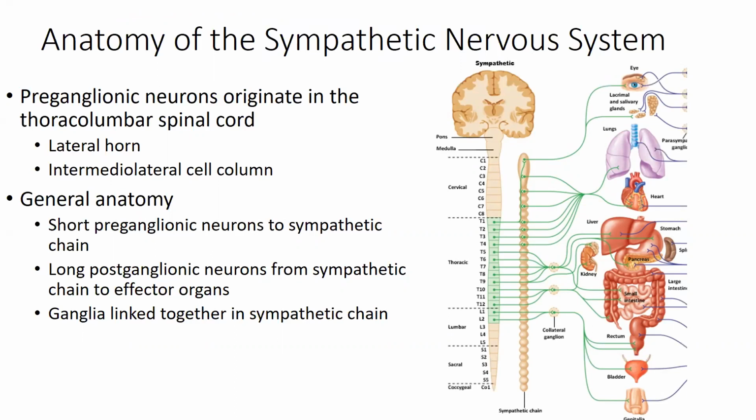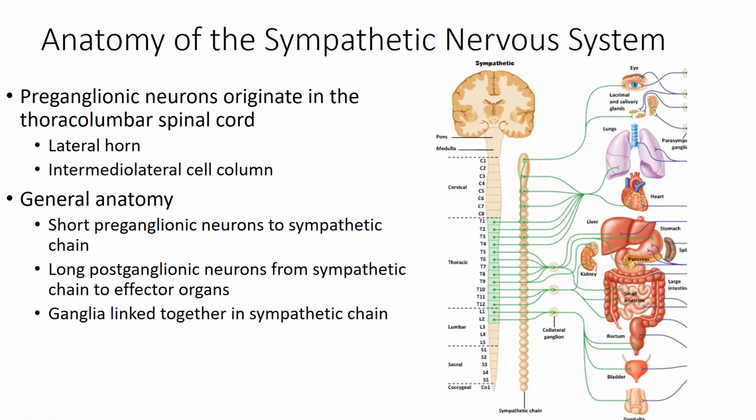So let's start by looking at the anatomy of the sympathetic division. First of all, your preganglionic neurons originate in the thoracolumbar spinal cord. We've mentioned this earlier, so that's T1 to L2. Right, so this area in green here. The fibers of the sympathetic division of the entire body only arise between T1 to L2.